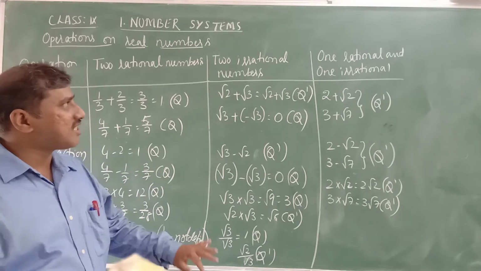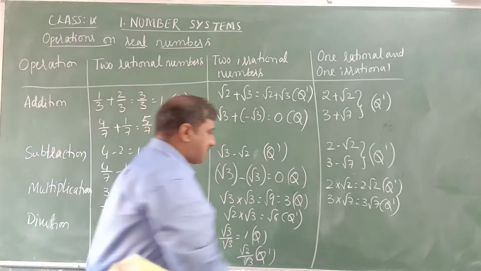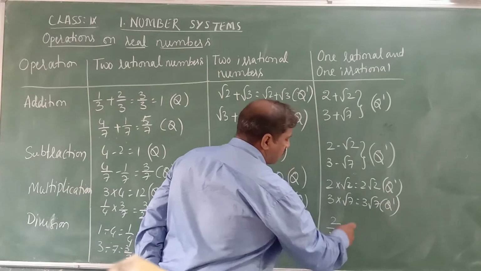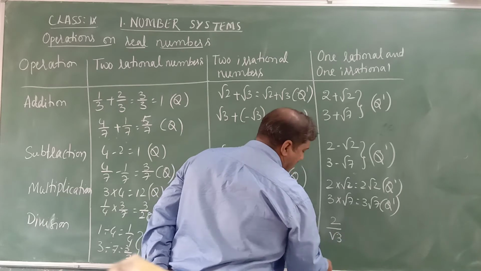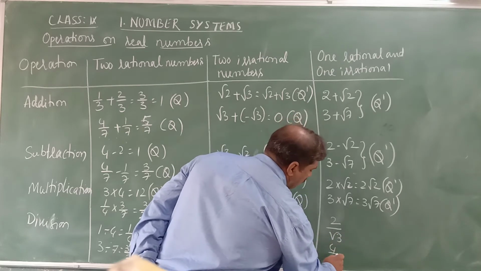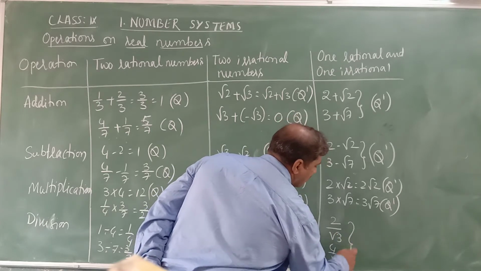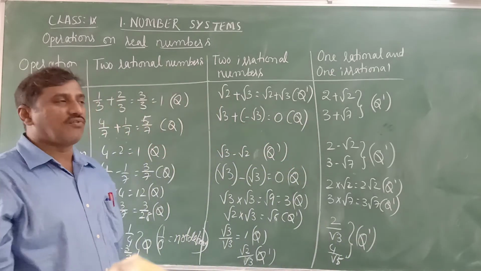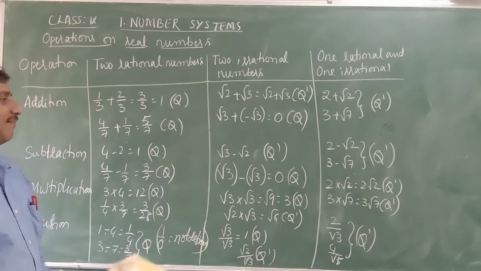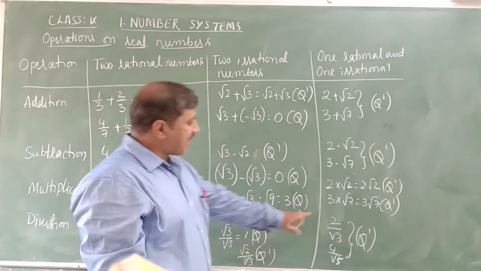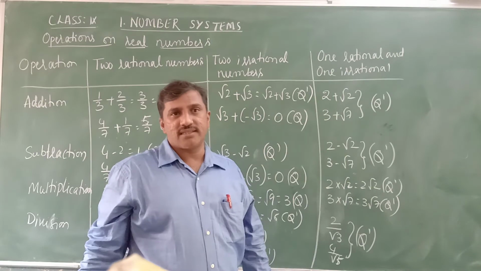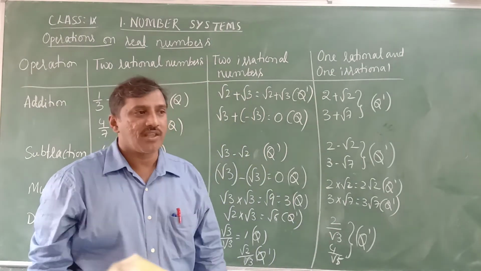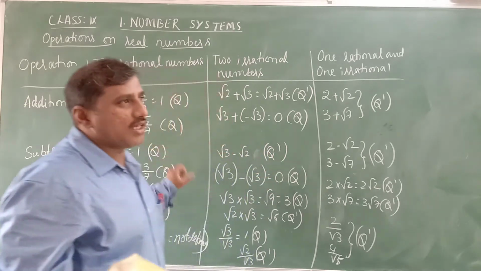Now, what about one rational and one irrational division? 2 divided by root 3 is irrational. 4 divided by root 5 is also irrational. So what we can conclude from this is that the division of one rational and one irrational is always an irrational number. So this is related to the closure property.